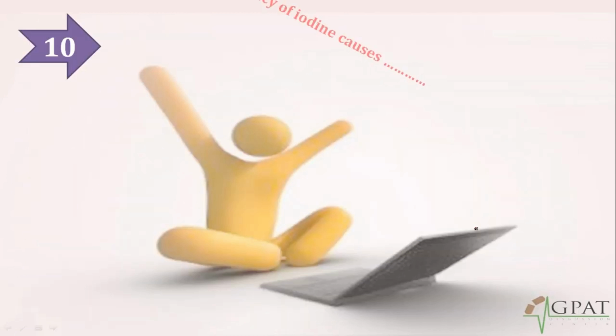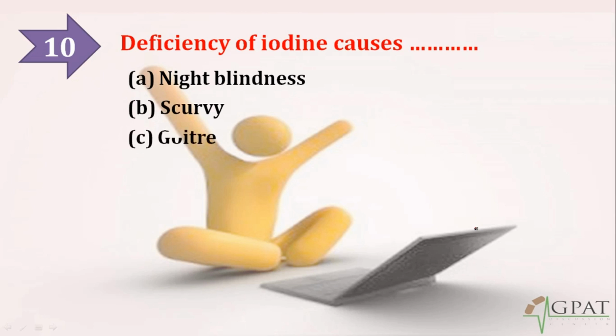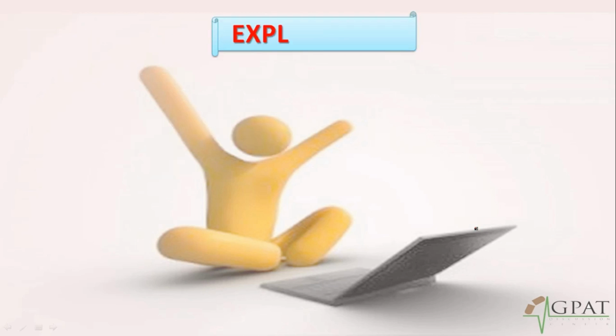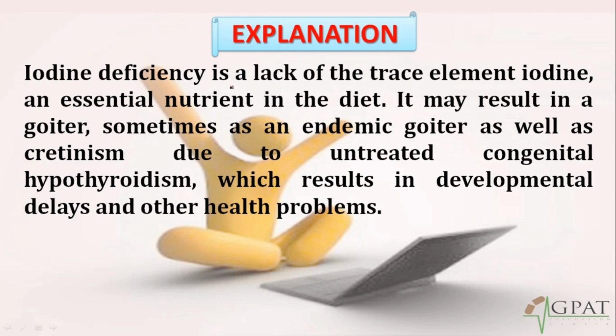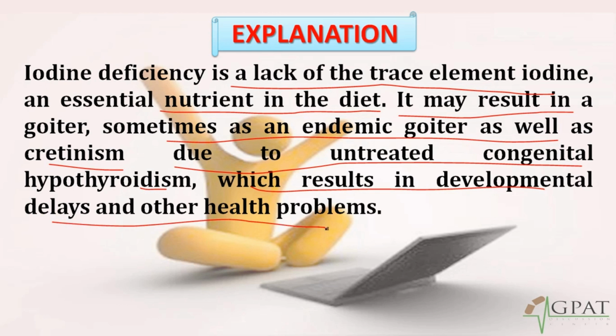Next question, question number 10. Deficiency of iodine causes: options are night blindness, scurvy, goiter, none, and the right option is goiter. So what is the goiter? Iodine deficiency is a lack of trace element iodine, an essential nutrient in the diet. It may result in a goiter, sometimes as an endemic goiter, as well as cretinism due to untreated congenital hypothyroidism, which results in developmental delays and other health problems.